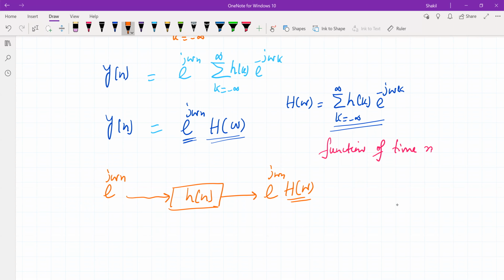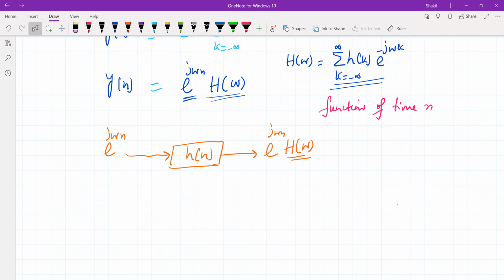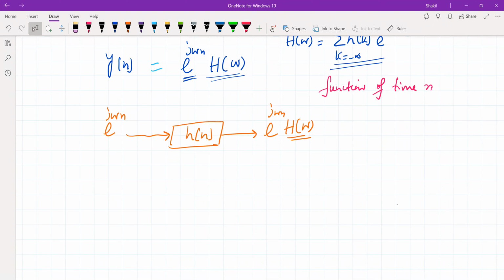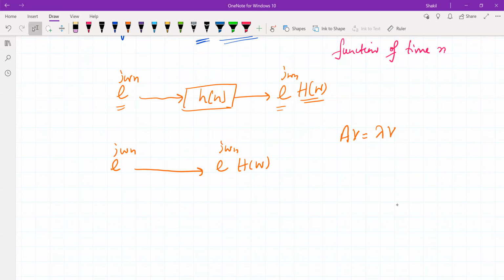Now what's this property called? In linear algebra, we call it the eigenvector property, or the eigenfunction property. In system theory, we call it eigenfunction behavior, or eigenbehavior of this system. If you remember from linear algebra, A times some vector is some constant times the same vector. In the same way, the input is this complex sinusoid, and the output is the same function multiplied by some complex number. This is referred to as the eigenfunction behavior of this system.